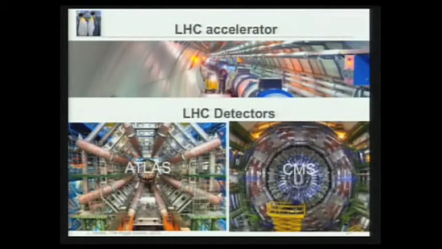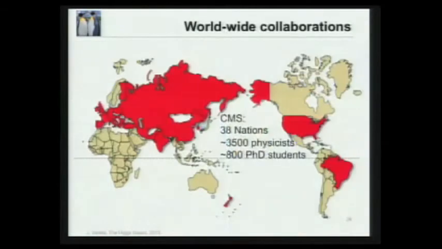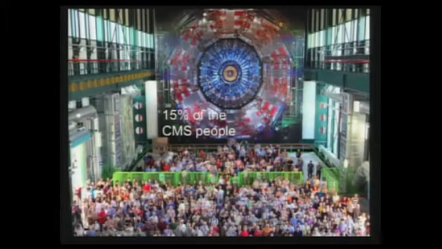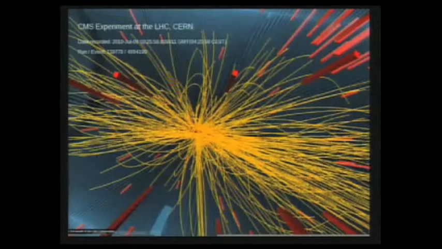So we have now an accelerator capable of exploiting this energy domain. Here we go. We build the accelerator. We build the detectors. We put all these nations together. We build a big collaboration. We have many enthusiastic people. Here is a photo of the CMS, my collaboration, 15% of the people. This is not the real detector. This is a photo upstairs. This is the whole assembly, all on the surface. And we start doing collisions.